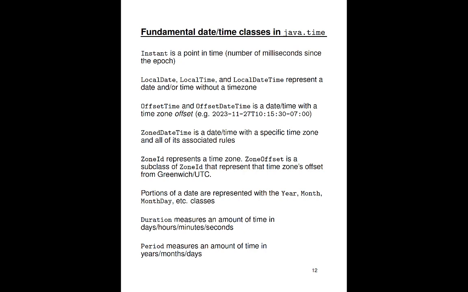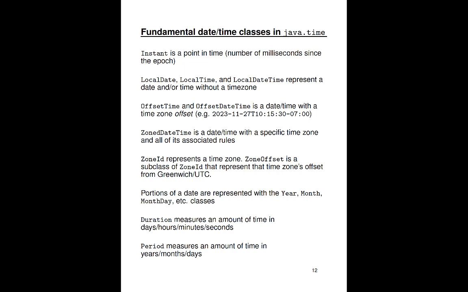OffsetTime and OffsetDateTime represent a date time with a time zone offset. So not a time zone with a given name, just with an offset, like -7 hours GMT. A ZonedDateTime represents a date time with a specific time zone, like Pacific Daylight Time, and all of the rules associated with that.